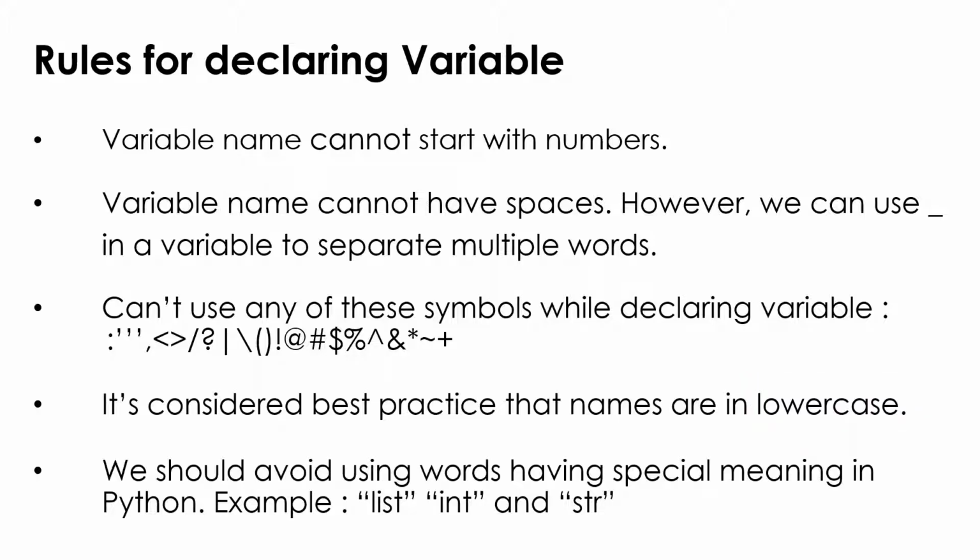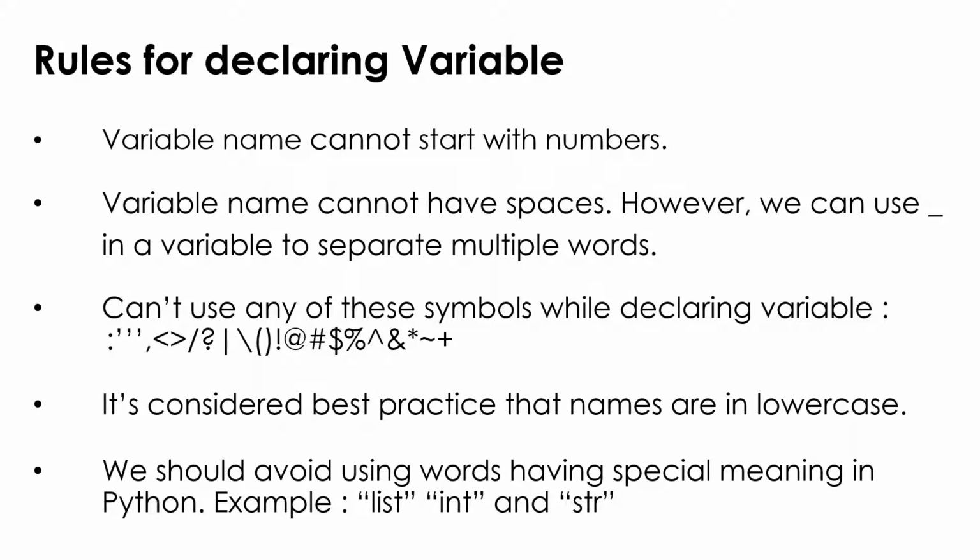Now in programming languages, we use something which is called keywords. These keywords are built-in keywords that have a special meaning. For example, list, int and str are some of the built-in keywords that we cannot use in order to define a variable. What will happen if we use list, int and str? Basically this will throw us an error. We cannot use these kinds of keywords in order to declare a variable.